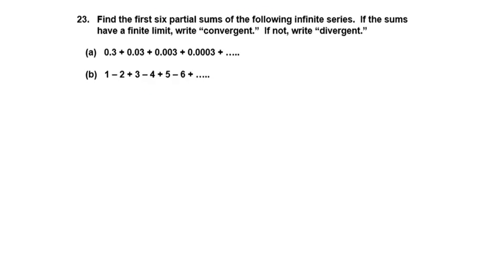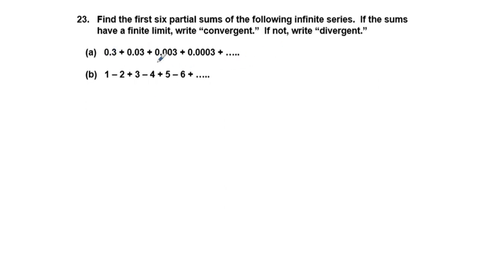This is chapter 9.5, exercises 23 through 30, and this is the section that deals with series, which is the summation of sequences, and we have a small problem set. 23, find the first 6 partial sums of the following infinite series. If the sums have a finite limit, write convergent, if not, write divergent. So we have really a part A and a part B.